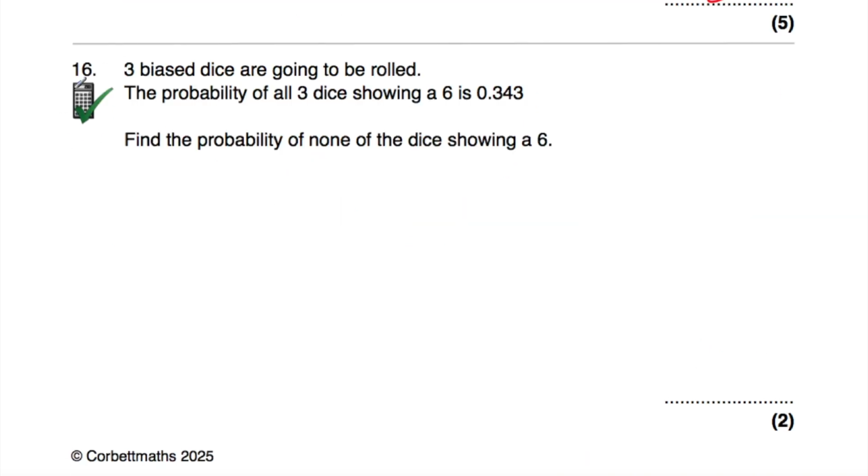Okay, so let's have a look at our next question, question number 16. So question number 16 says 3 biased dice are going to be rolled, and the probability that all 3 dice show a 6 is 0.343. And we've been asked to find the probability that none of the dice show a 6.